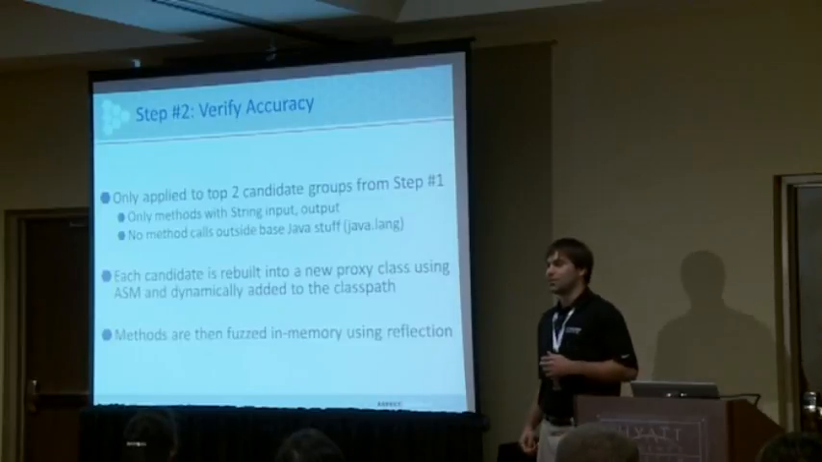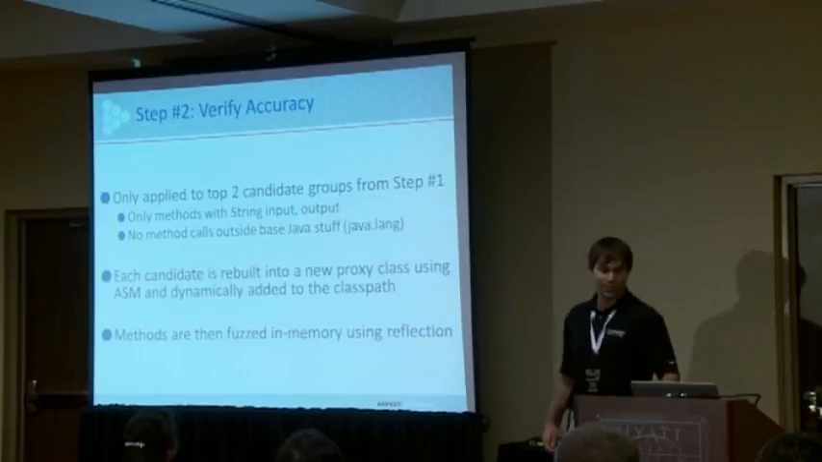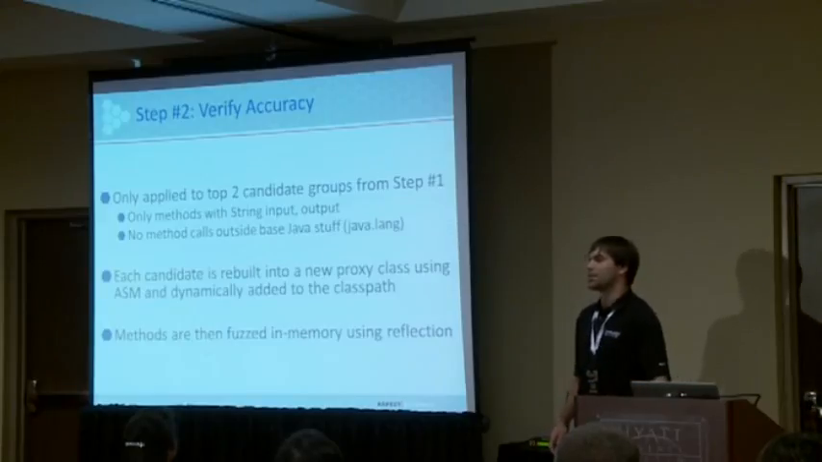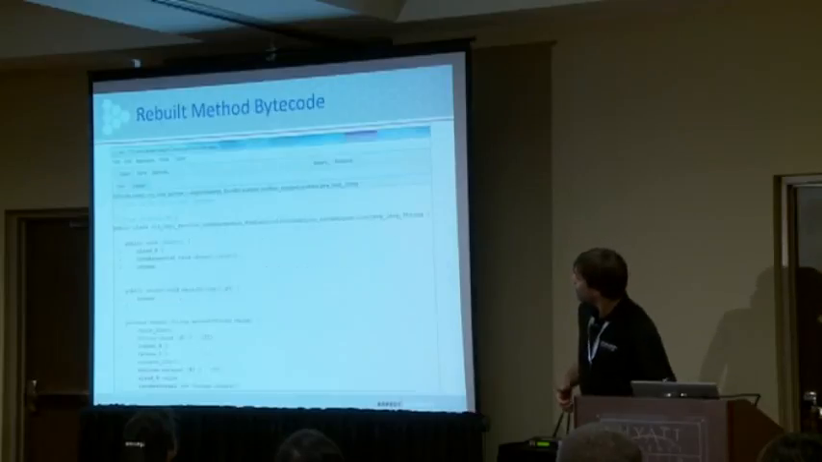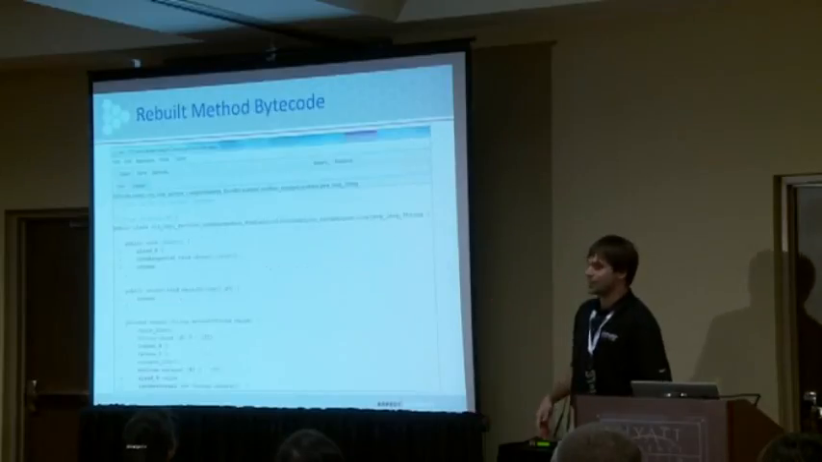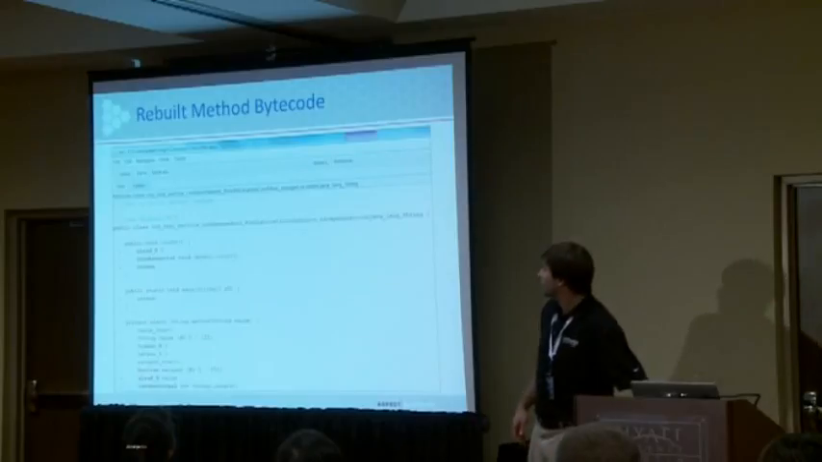And then all the methods are fuzzed using Java reflection libraries. So we use those to send in a bunch of strings, and we look at the results to see whether the strings we send in have been encoded. So this is an example of what a rebuilt class would look like in the bytecode.